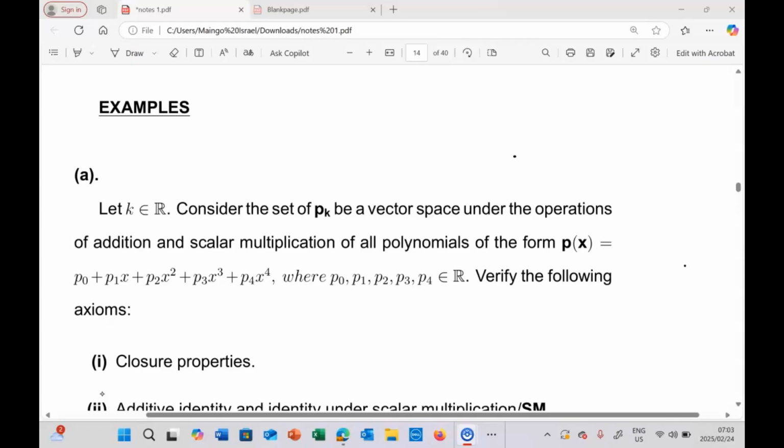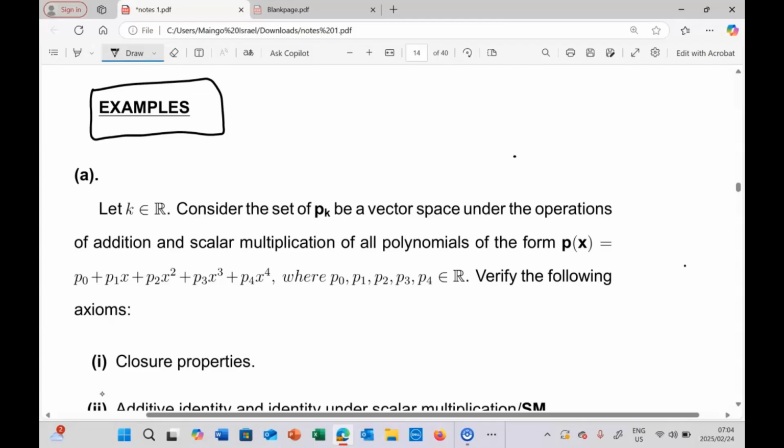So today, as mentioned, we're going to do examples regarding what we were doing. Remember, we proved 10 vector space axioms, and I told you that they are of great significance in the course of linear algebra. So, examples. Let's start with number A.